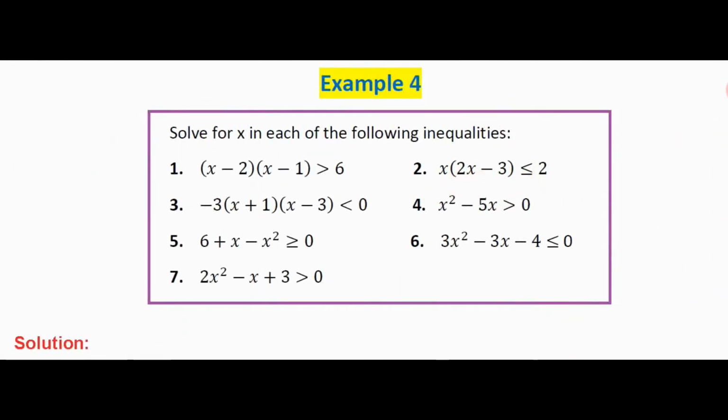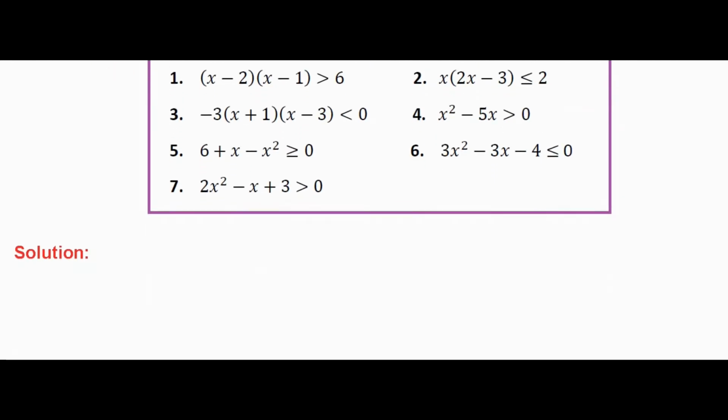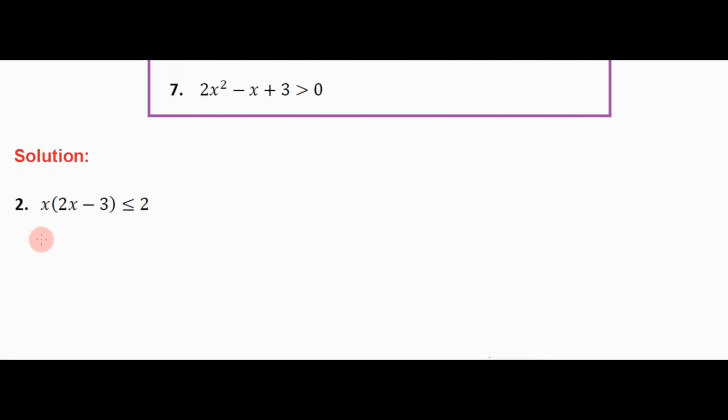Let's look at the second inequality. So we have x times (2x minus 3) is less than or equal to 2. Once again, we need a 0 on the right hand side, and we're going to multiply out the left hand side to get this in standard quadratic form. So it's 2x squared minus 3x, we want to bring the 2 to the left-hand side, so it's minus 2 less than or equal to 0. Now that we have a 0 on the right-hand side, and the left-hand side is in standard quadratic form, we can factorize.